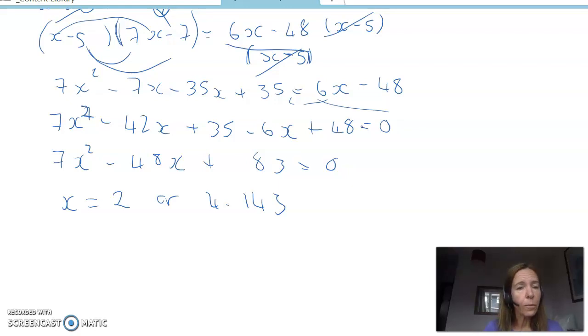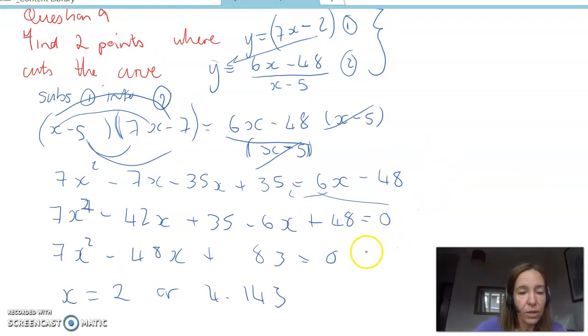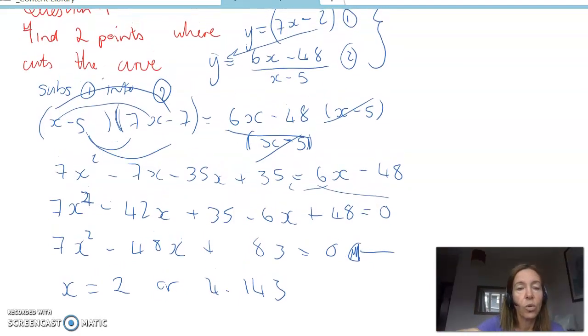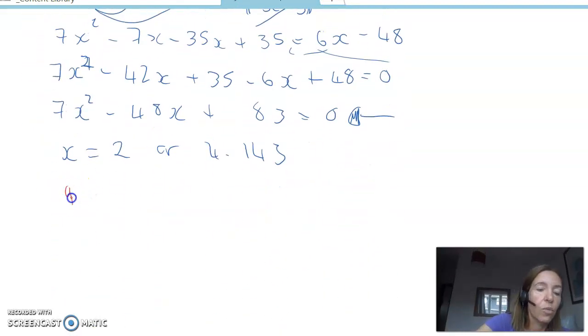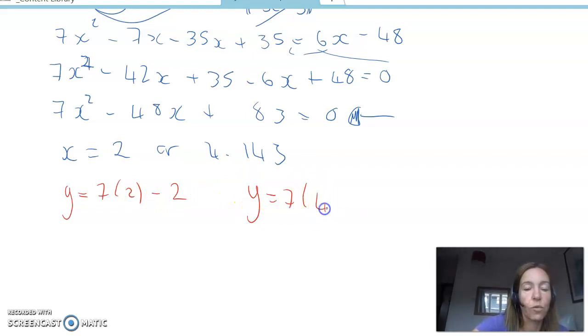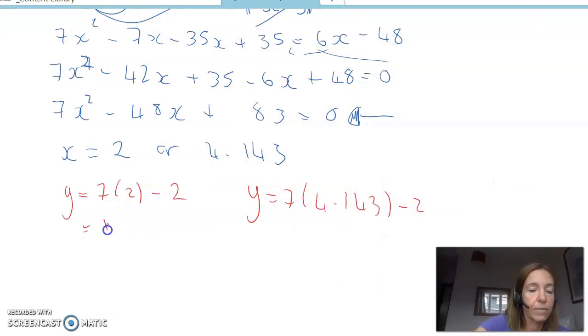So hopefully it was just the substituting in and the getting to this point over here that some of you were struggling with. And then you just need to substitute those 2 points into your original linear one. So I would put them into this equation here, y equals 7x minus 2. So you'd go y equals 7 times 2 and y equals 7 times 4.143 minus 2. And you should get the two values there, 12 and 27, when you substitute those in.